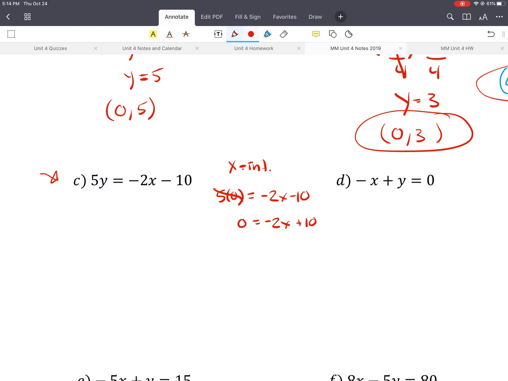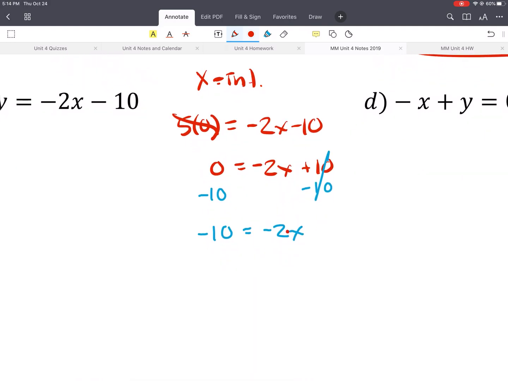Okay, and to get x by itself, we would subtract 10 from both sides. Remember, when we're solving, we're doing the opposite of PEMDAS. So we'll do addition and subtraction first. That gives us negative 10 equals negative 2x. Then we do multiplication and division. Since we're multiplying, the opposite of multiplication is division, so we'd divide both sides by negative 2.